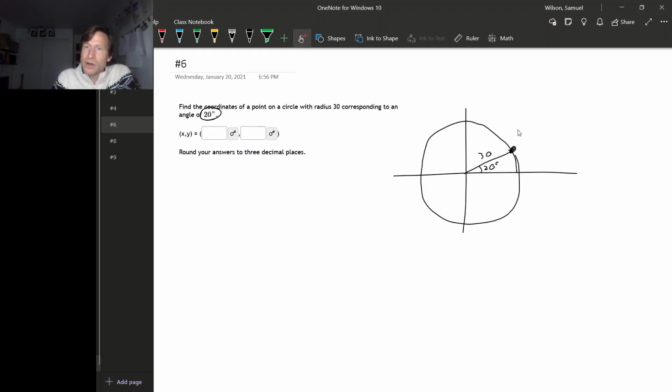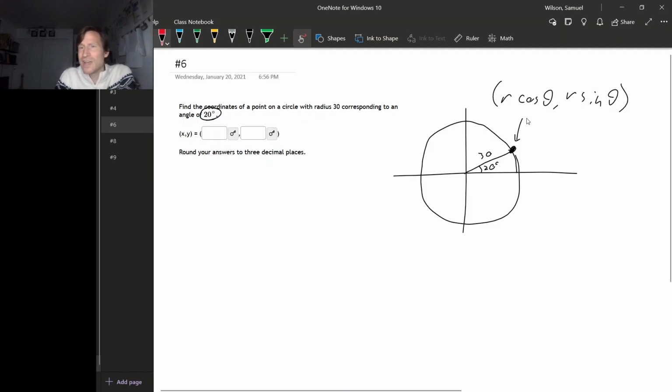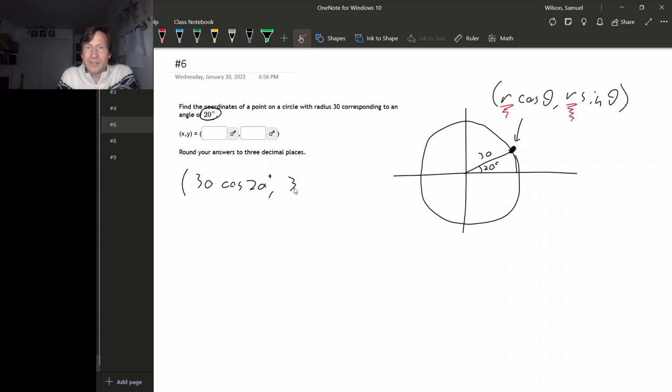And remember, when you have an angle in standard position in a circle like this, the coordinates of this point are always r cosine theta, comma, r sine theta. People have a tendency to forget to multiply by the radius, so don't forget that. So now we can put all our information into this formula. So the x-coordinate is radius 30 times cosine of 20 degrees. And then the y-coordinate is 30 times sine of 20 degrees.